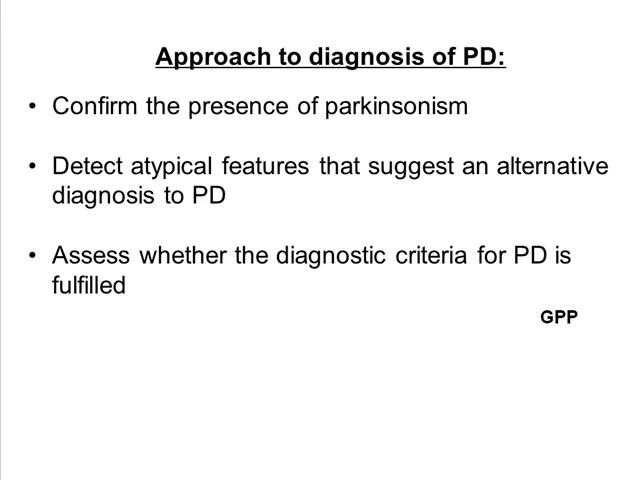So this is how I feel we should approach a patient who has Parkinsonism. Yeah, he walks into the clinic. Does he have Parkinsonism? That's the first question. If he does, look for the atypical features to suggest that this is something else and not Parkinson's disease. If there are no atypical features, then you move on to see how well he fulfills the diagnostic criteria, because this will tell you how accurate your clinical diagnosis is.